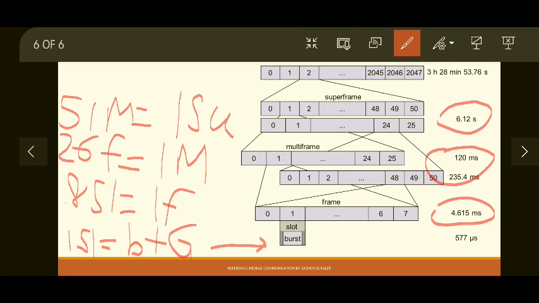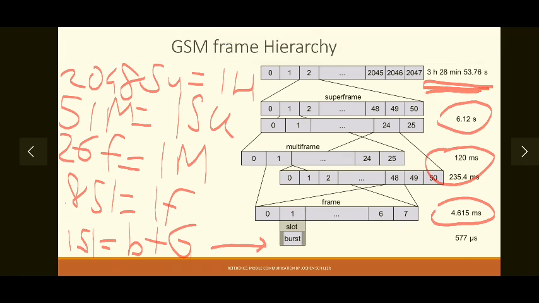Then if you combine 2048 superframes, you will get one hyperframe. This is called a hyperframe. The duration of a hyperframe is 3 hours 28 minutes and 53.76 seconds. So 2048 into 6.12, if you do that calculation, you will get this as an answer.